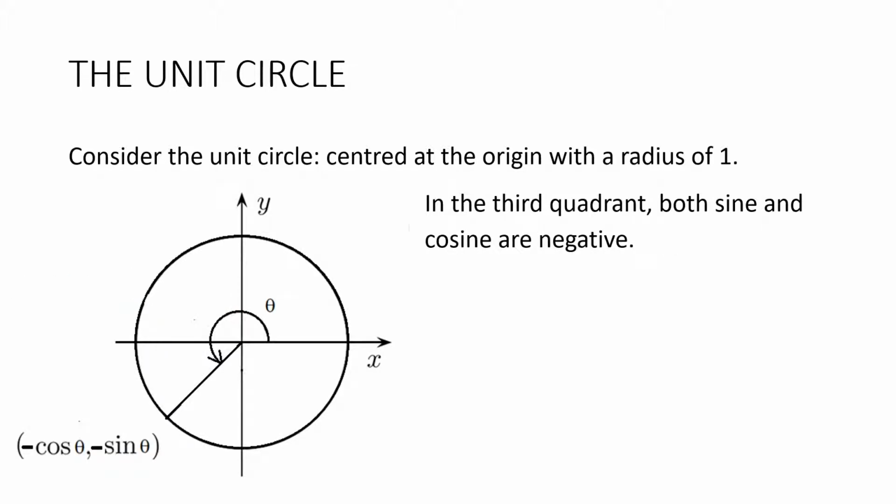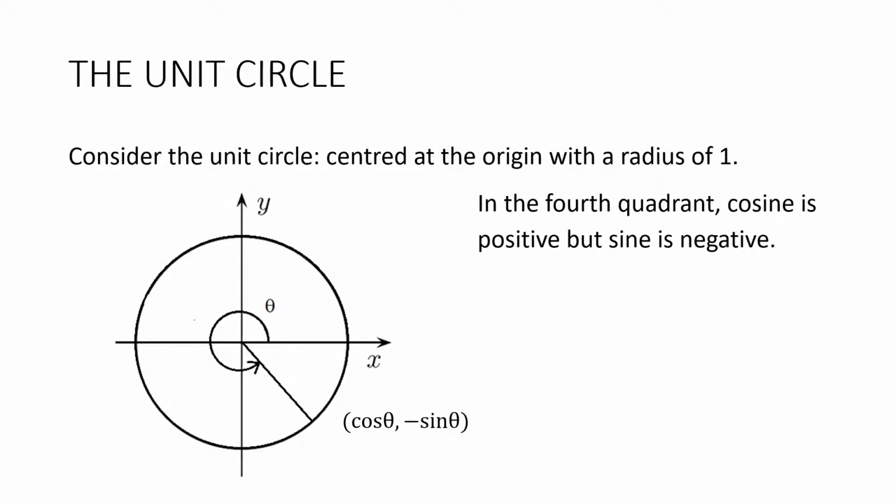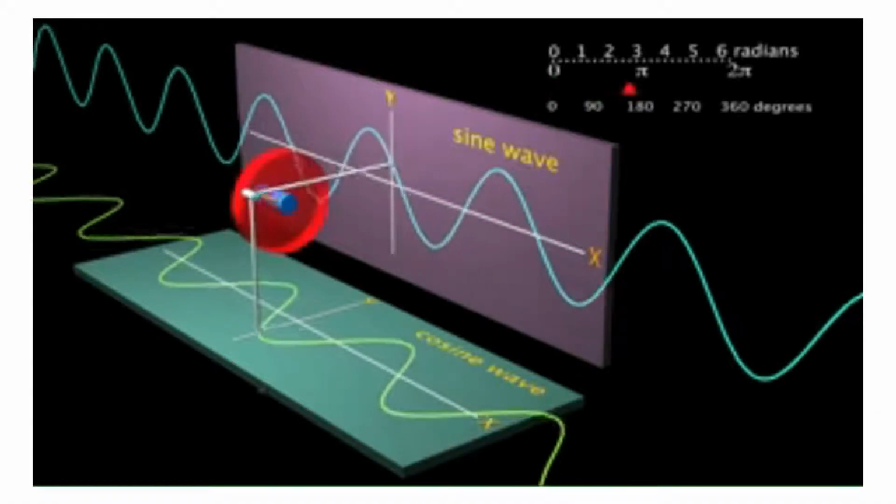Down here in the third quadrant, both sine and cos are going to be negative. So this is negative y, and this is negative x. And in the fourth quadrant, cosine is now positive because x is positive, but sine remains negative. And you can see that here.